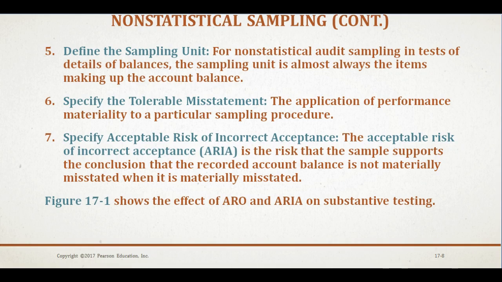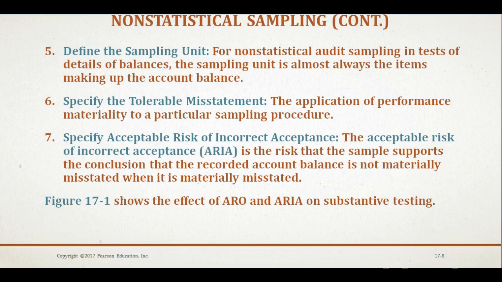The fifth step in audit sampling for the test of details of balances is for the auditor to define the sampling unit. For non-statistical audit sampling in the test of details of balances, the sampling unit is almost always the items making up the account balance. The sixth step in the audit sampling is for the auditor to specify the tolerable misstatement. Here, the application of performance materiality to a particular sampling procedure is established.